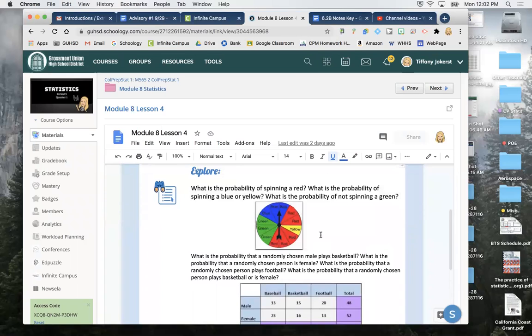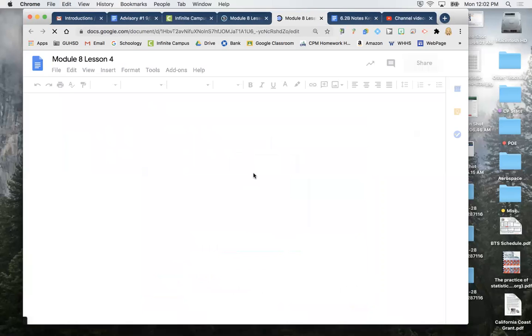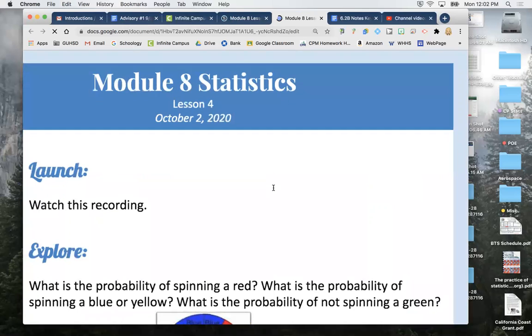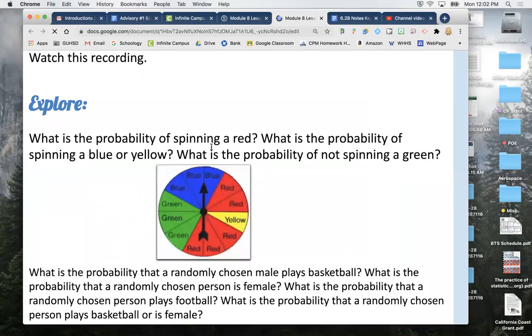So let's look at this. So this right here, your Explore lesson, I'm going to actually pull it up so that I can make it a little bit bigger here. This one says, what is the probability of spinning a red? The way that we would do that is we would count how many total there are, and then we would take the number of reds and divide it by the total number. So in this wheel right here, it looks like we have 1, 2, 3, 4, 5, 6, 7, 8, 9, 10, 11, 12 spots. And so the probability of spinning a red would be 1, 2, 3, 4, 5 out of the 12. 5 divided by 12.